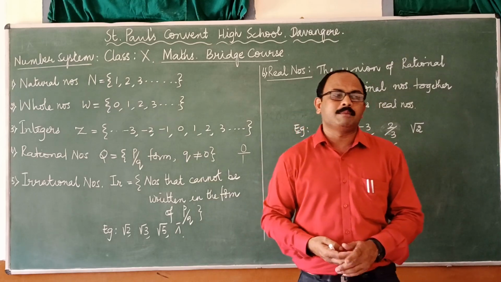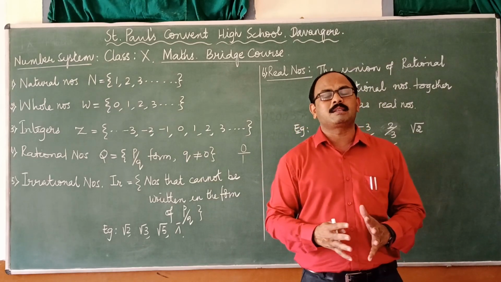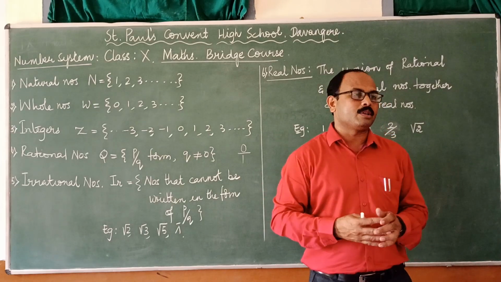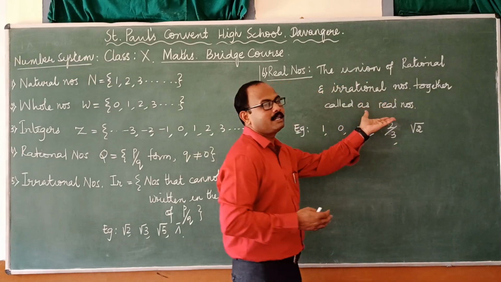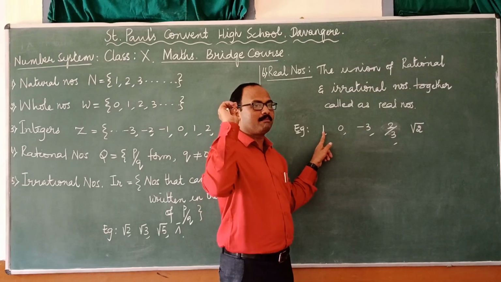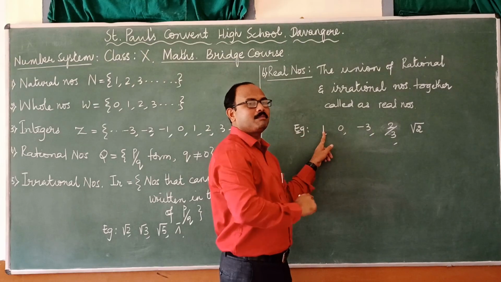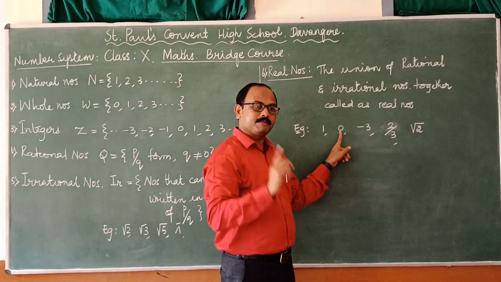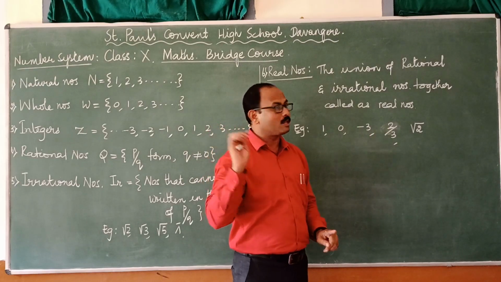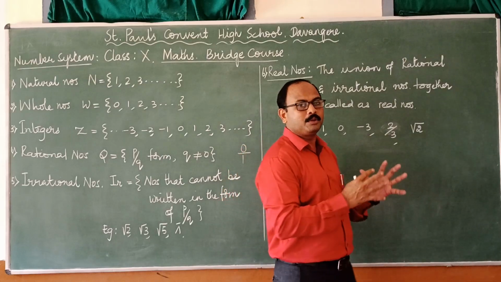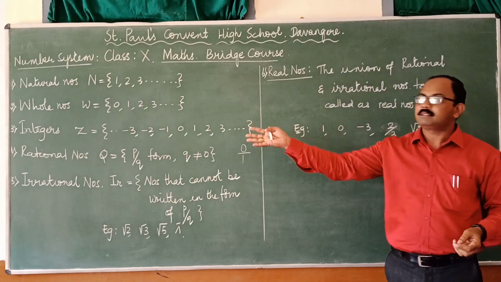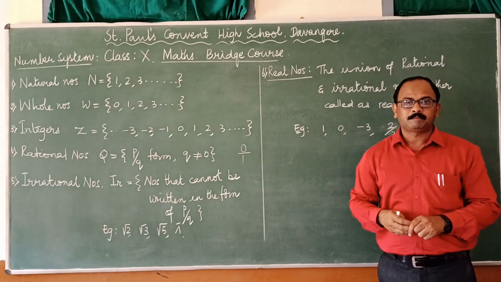Then in 9th standard you have studied about real numbers. Real numbers are nothing but the combination of rational and irrational numbers. Together we call them real numbers. These are all the examples I have taken. Children, see, this is one from natural numbers. All the natural numbers are real numbers. 0 comes from whole numbers. Minus 3 is an integer. 2 by 3 is a rational number. Root 2 is an irrational number. Therefore, the real numbers contain all the numbers in the previous sets of numbers.